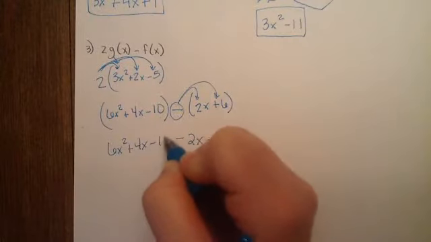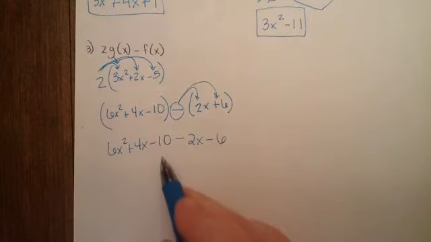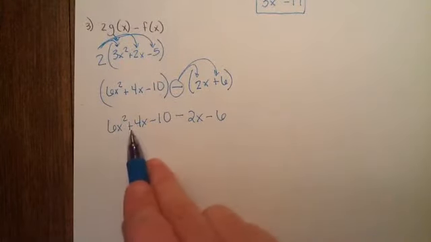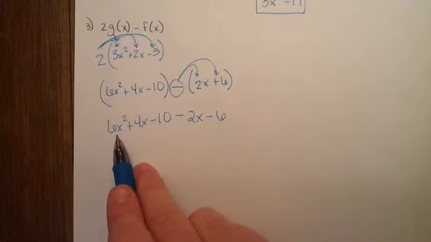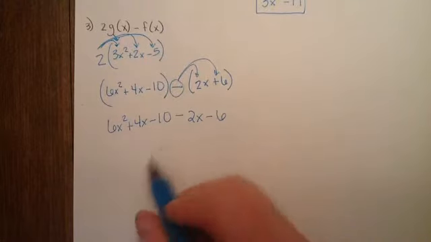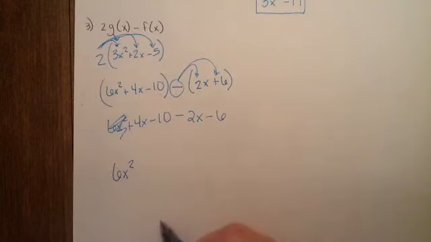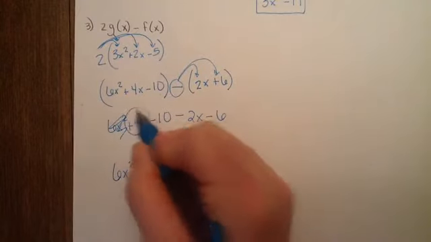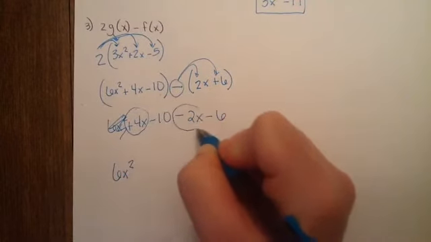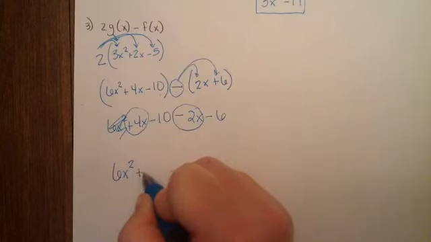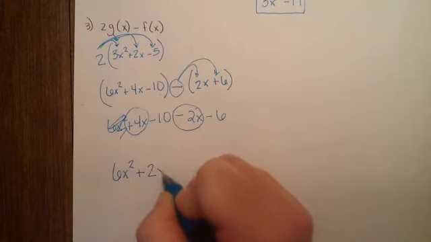Bring down our first part. Now what did you do? Combine pieces. Is there another x squared? Nope. So our first piece, 6x squared. Then what did you put together? 4x and minus 2x. 4x minus 2x, positive or plus 2x.